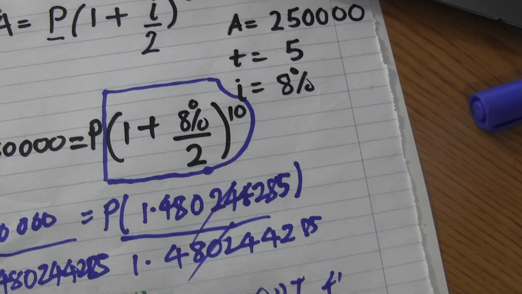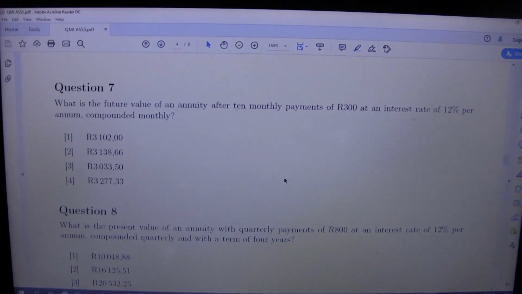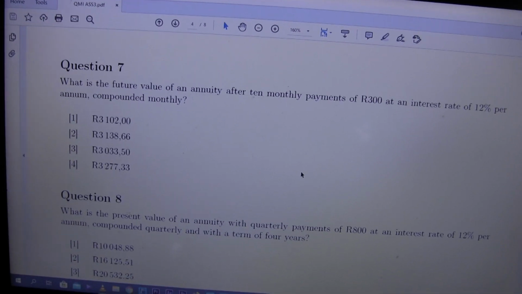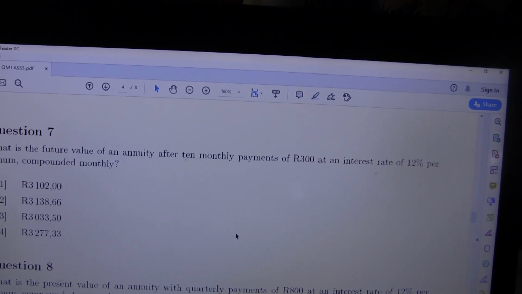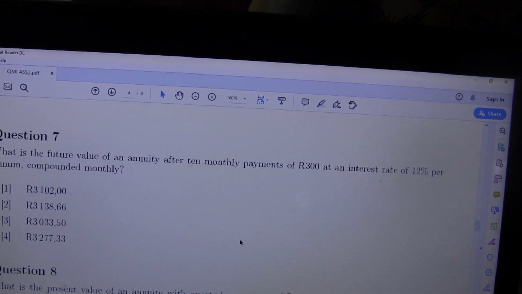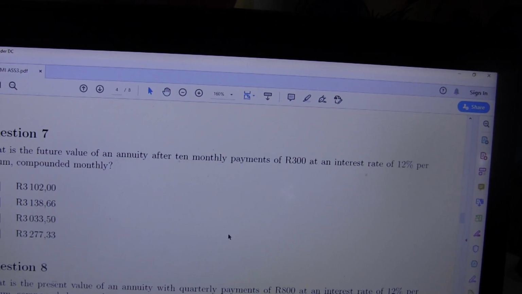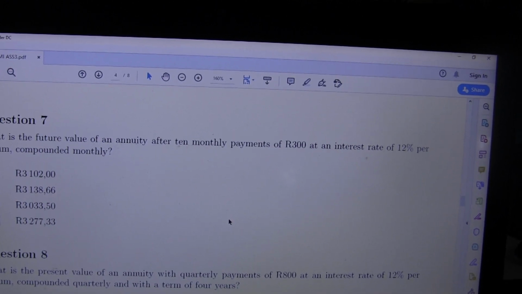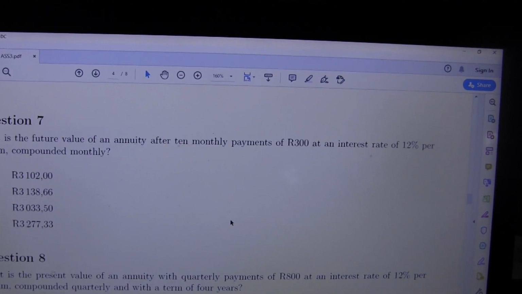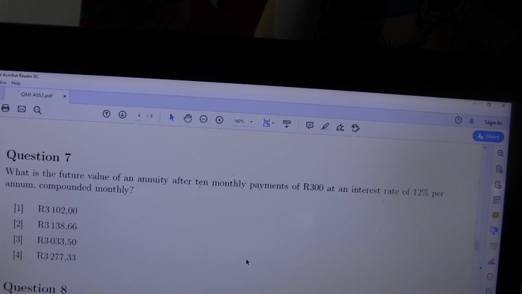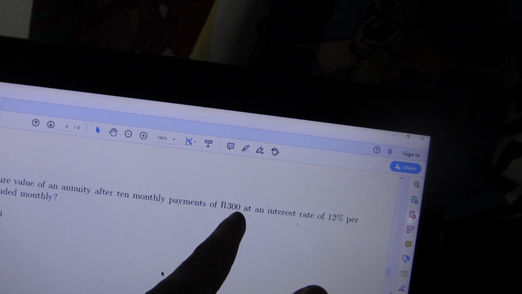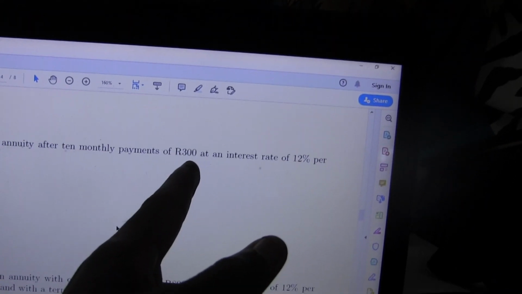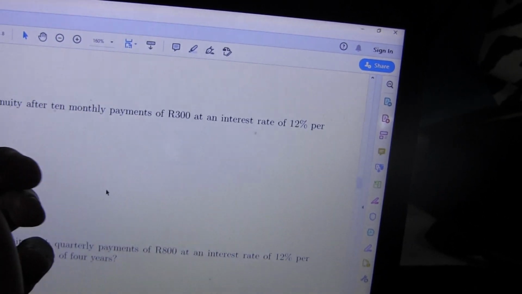Now, I just wrote down the formula, and now we want to go to question 7. Question 7 says, what is the future value of an annuity? So future value has its formula also, and I'll show you the formula now. Annuity after 10 months. First and foremost, the time should not be in months. If it's me, I'll change that time to years. It's optional, but I'd rather change to years. Payment of 300. What is the future value? So I'm looking for the future value of a 10-month payment of 300, after a 10-month period, at an interest rate of 12% per annum compounded monthly.